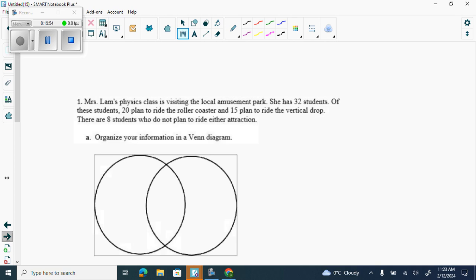Mrs. Lamb's physics class is visiting the local amusement park. She has 32 students. So I put a 32 out here because I know in those 4 regions I should have 32 people, correct? Remember, 2 circle Venn diagrams have 4 regions. 3 circle Venn diagrams, how many regions? 8, it's double. Okay, 20 plan to ride the roller coaster, and 15 plan to ride vertical drop.